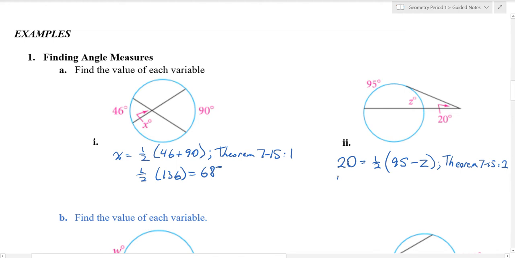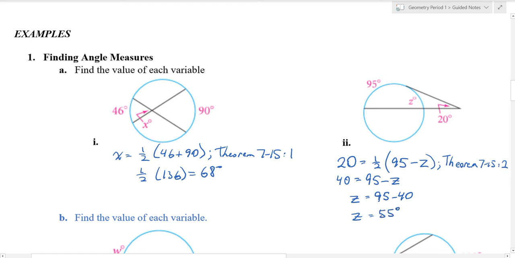So on my left, I end up having 40. And on the right hand side, I'm just left with 95 minus z. That looks like an S, doesn't it? So I'm going to make this a 5. Then we rearrange the equation here, so it reads z equals 95 minus 40. So z equals 55 degrees.